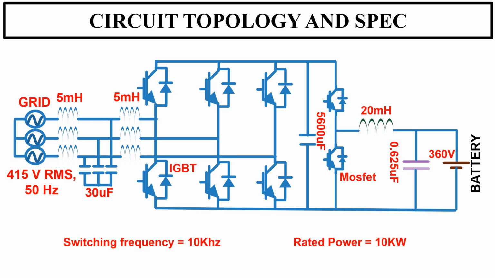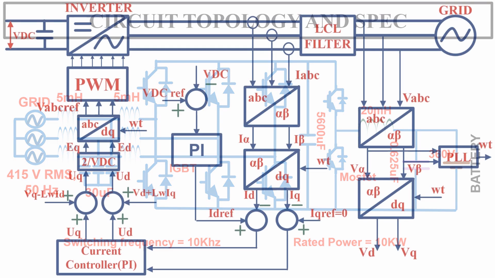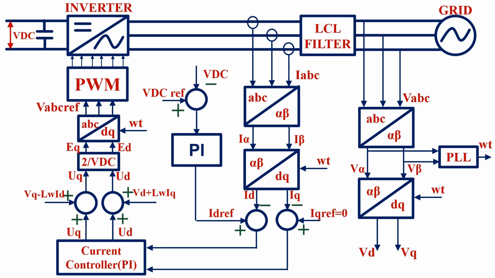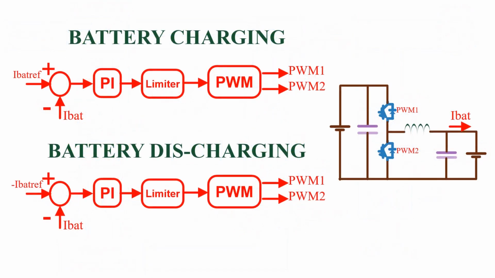Now I will show you the control block diagram used in both the front-end converter and bidirectional buck-boost converter. This is the control block diagram of the three-phase front-end converter. This controller is used to regulate 800-volt DC across the bus. This is the control block diagram used in the bidirectional buck-boost converter. This controller is used to regulate the battery charging and discharging current. Now we open Matlab and start doing the simulation.